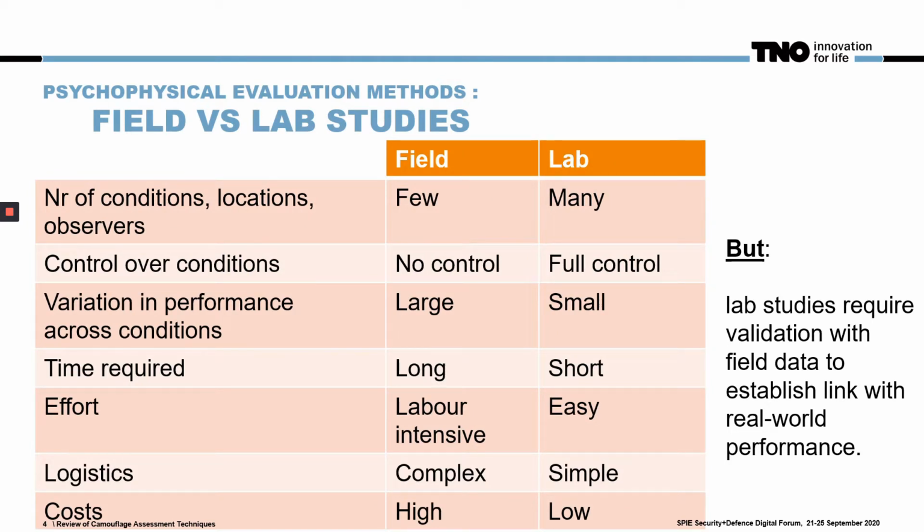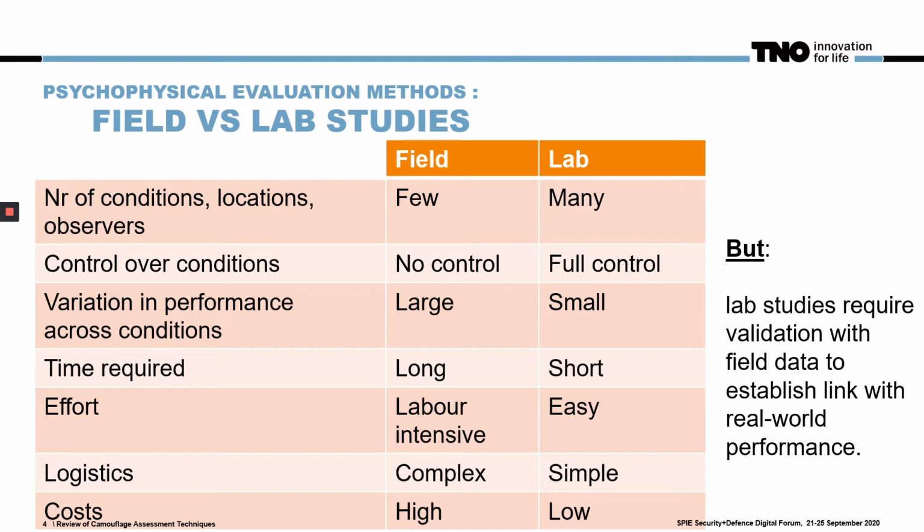Camouflage performance in the field is typically considered as the golden standard. However, field trials are costly, time-consuming, and provide little or no control over the conditions, making it hard to repeat trials. Field trials can also be replaced by lab studies, using realistic photo and video simulation techniques.